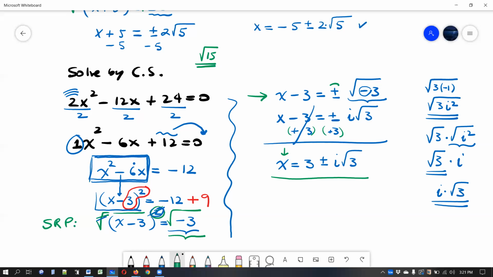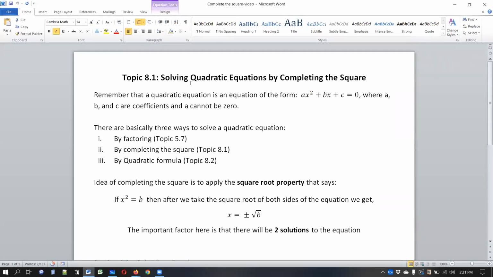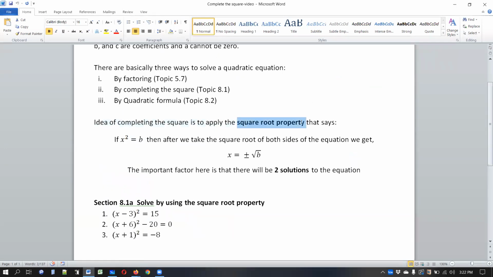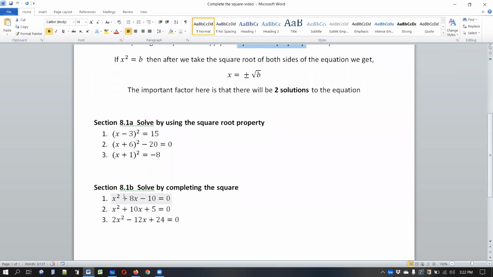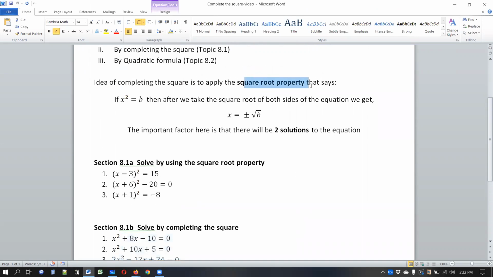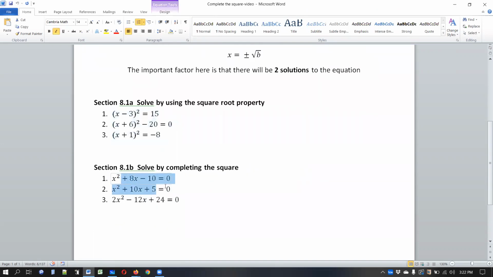So this is the process of completing the square. Both versions in the video on topic 4, either the application of the square root property for these 3 problems, or the second application, are included in the process of completing the square. So first we need to know how to apply the square root property. So this was the first video. And then we apply the square root property and the completing the square technique to solve these quadratic equations.